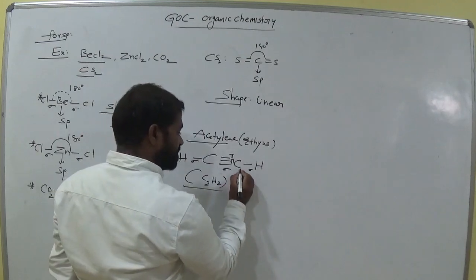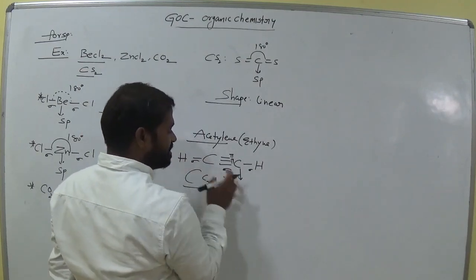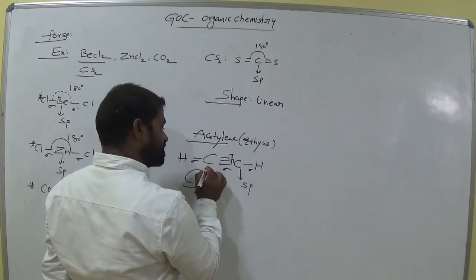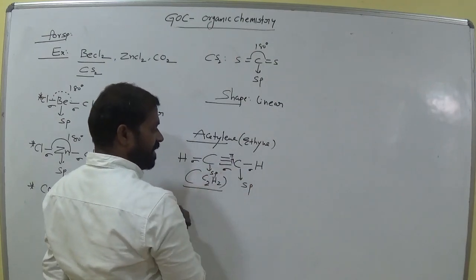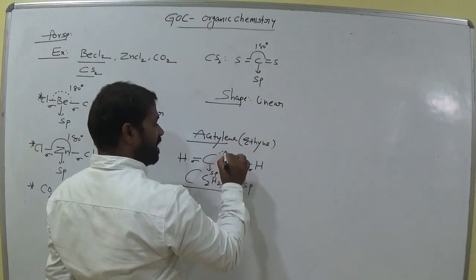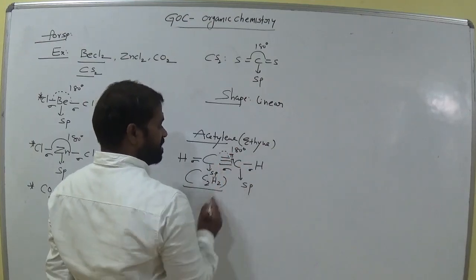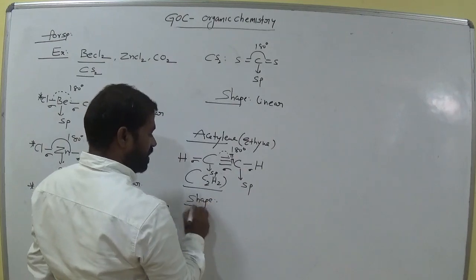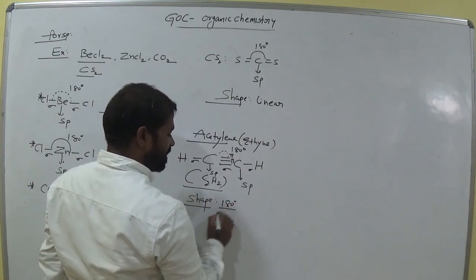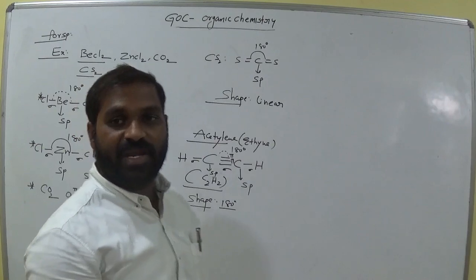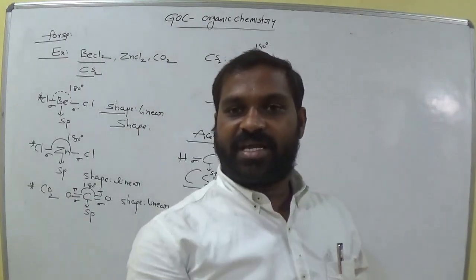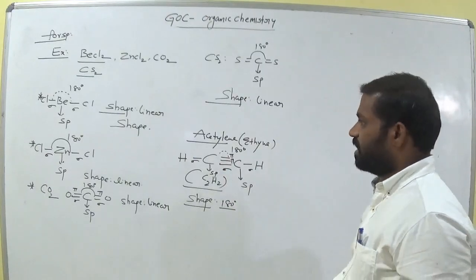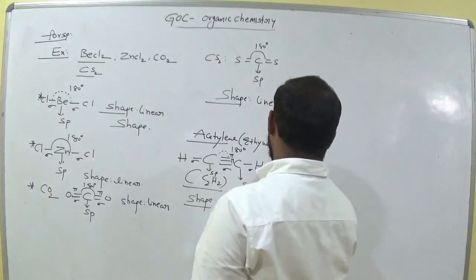So which hybridization is it here? These two carbons are there. Each carbon undergoes sp. This is the central atom. This is also a central atom. sp hybridization. The expected bond angle here is 180 degrees. sp hybridization causes linear shape and it is 180 degrees, and the triple bond also.